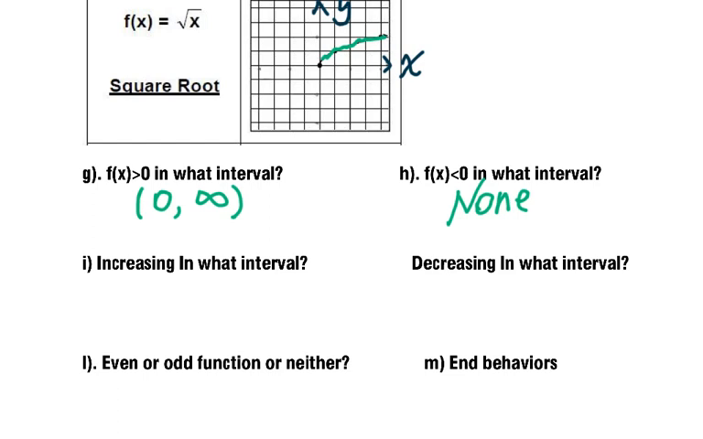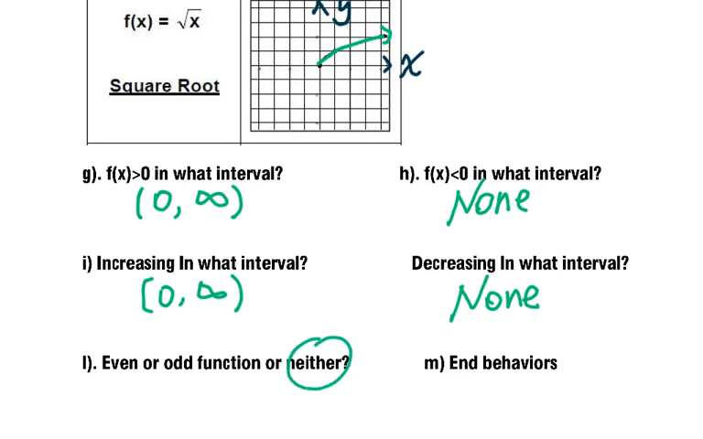Increasing, yeah, so going up. Check the graph going up. So look at the graph. Yeah, it's all going up. That's why your answer will be from 0 to positive infinity. No decreasing part for this graph.